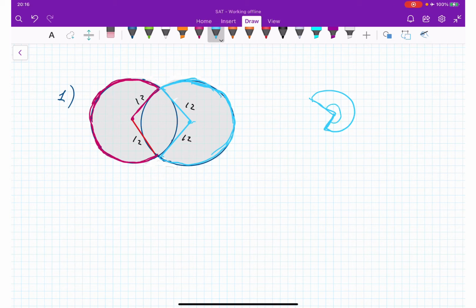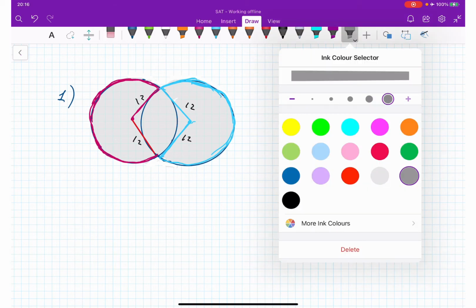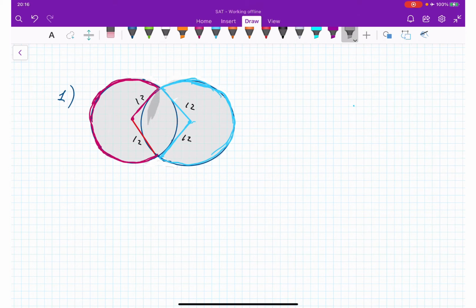So this is 300 degrees. That's what we are talking about. All right? So let me shade in the darker area, this piece. This is the part that is overlapping each other. Okay? All right.